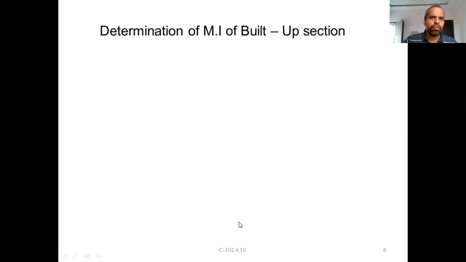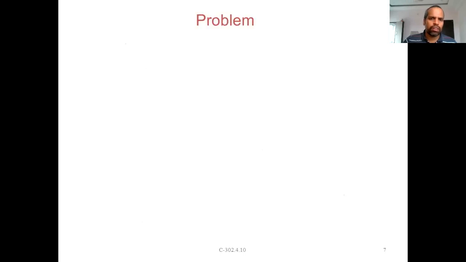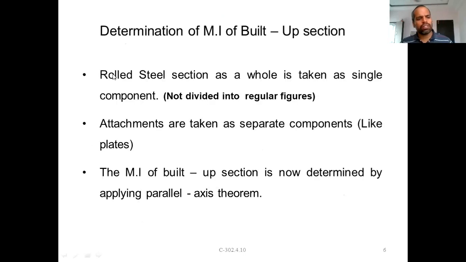So how to find the moment of inertia of built-up sections? The simple procedure is given to you. Of course, we already discussed it, but let us recap it. The rolled steel section as a whole is taken as a single component, meaning the entire rolled steel section is taken as one component, not combined with the others. And attachments like plates are taken as separate components.